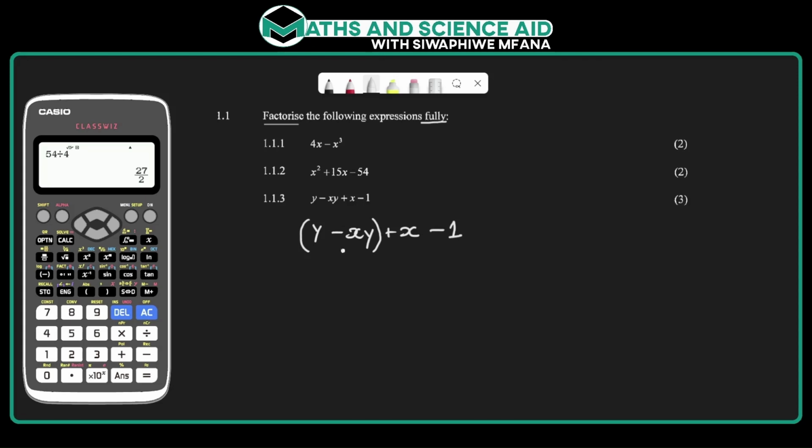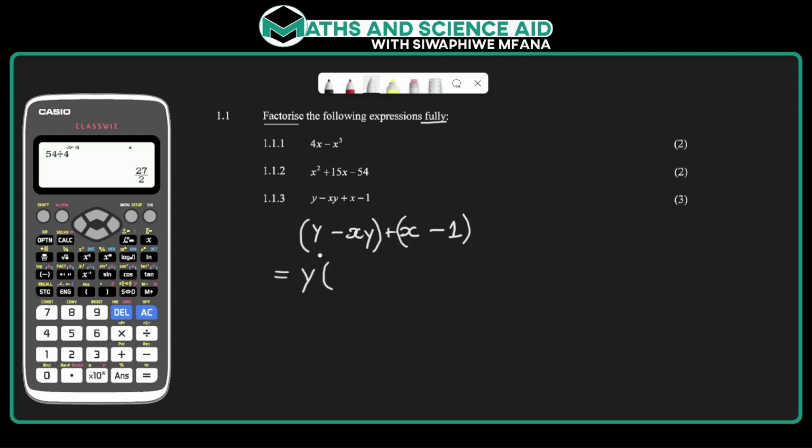So perhaps this is what we need to do in order to solve this problem. We need to factorize by grouping the terms into pairs. So let's see what we would get if we were to group the terms as follows. As we had already discussed, the first 2 terms here have a common factor, which is y. So we can factorize these 2 terms by taking out the common factor y, and then we open a bracket.